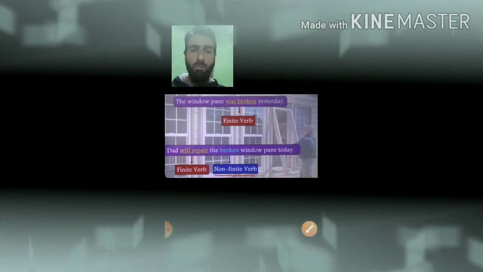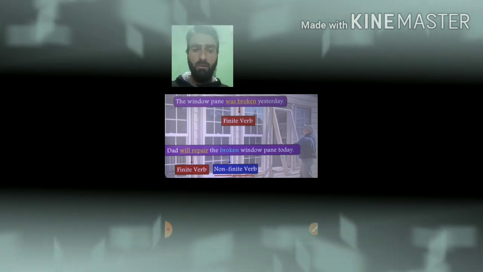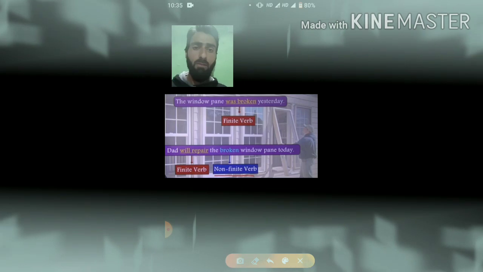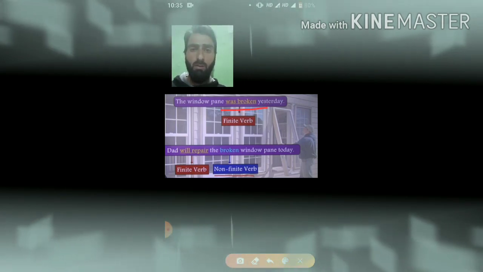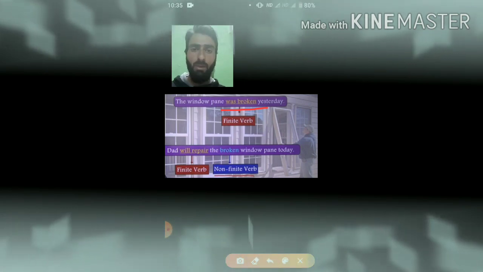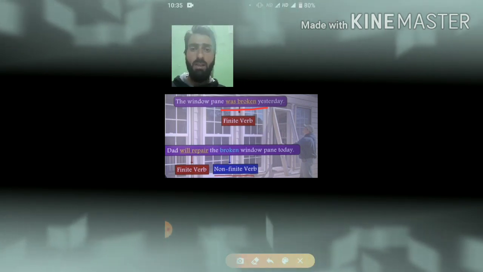The window pane was broken yesterday. Here there is only one verb in this sentence, that is broken, and was is an auxiliary verb. So was broken is a finite verb.